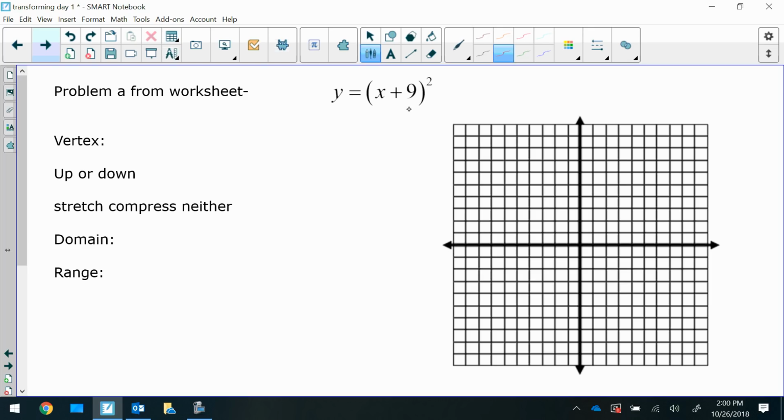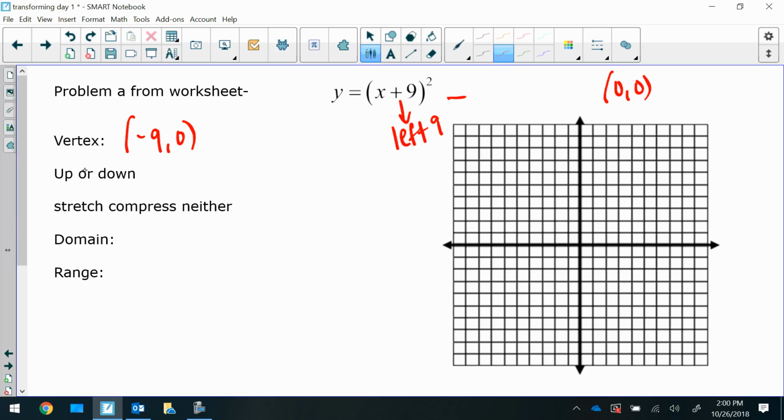So this moves my parabola left 9. I did not go up or down at all. So if my vertex is normally at (0, 0), and I go to the left 9, that means just by looking at my equation, I can tell that my vertex is at the point (-9, 0).